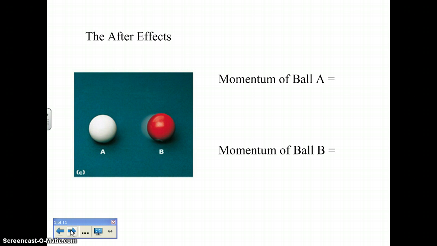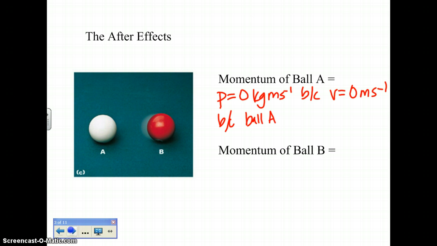Okay, next one, the after effect. If it is complete transfer of momentum, or conservation of momentum, then you would say that the momentum of ball A is now whatever B's was. And B was at rest. So the momentum of ball A is going to equal 0. Agreed? This is because the velocity equals 0 meters per second, because ball A is now at rest.